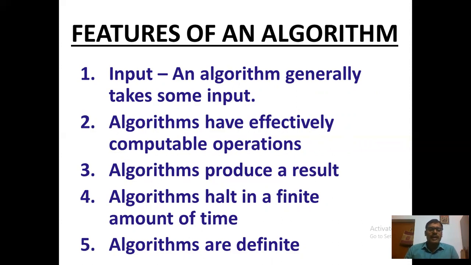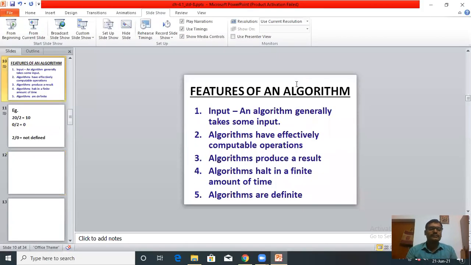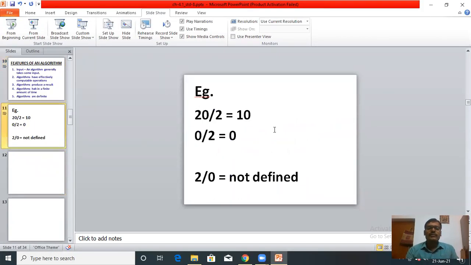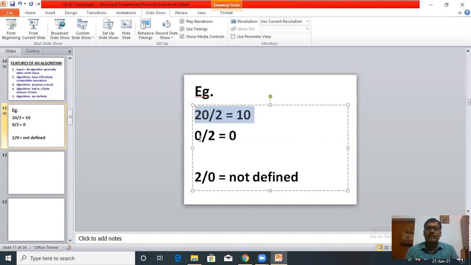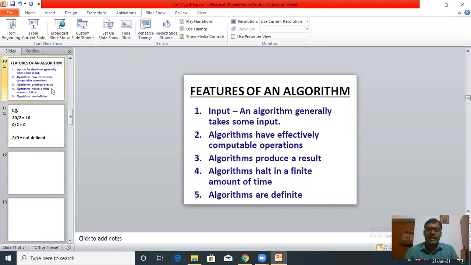Now, the last point, algorithms are definite. What does it mean? Suppose you divide 20 by 2, the result will be 10. When you divide 0 by 2, the result will be 0. But when you divide any number by 0, the answer will be not defined. So you see the last step.